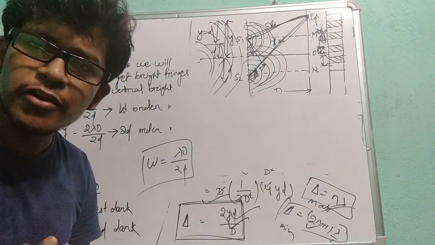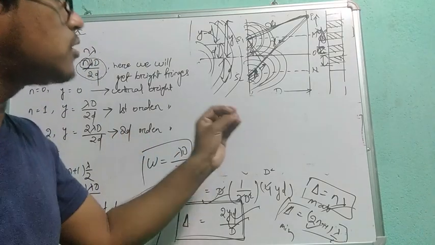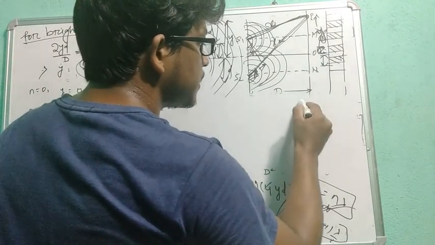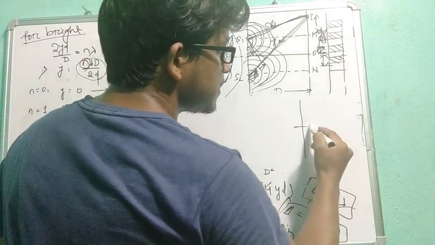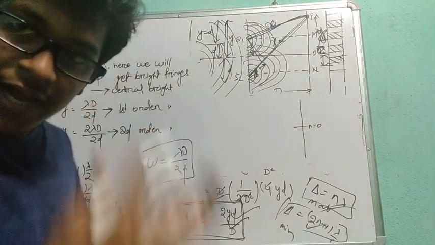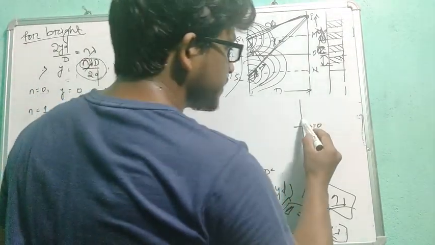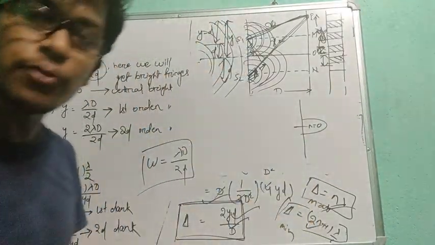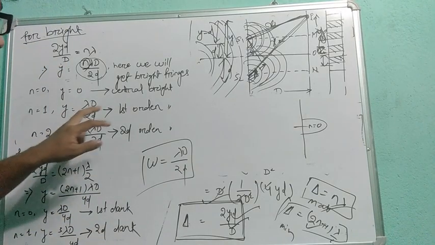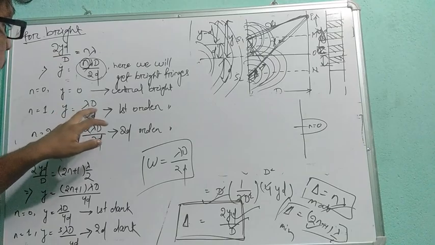Now the most beautiful thing we got now. Now we totally solved and it's going to end. Have patience and listen. This is for n equal to 0. That means at n equal to 0 we are getting bright fringes. Okay, see, bright fringes at n equal to 0. For n equal to 1 we are getting y equal to lambda D by 2d.